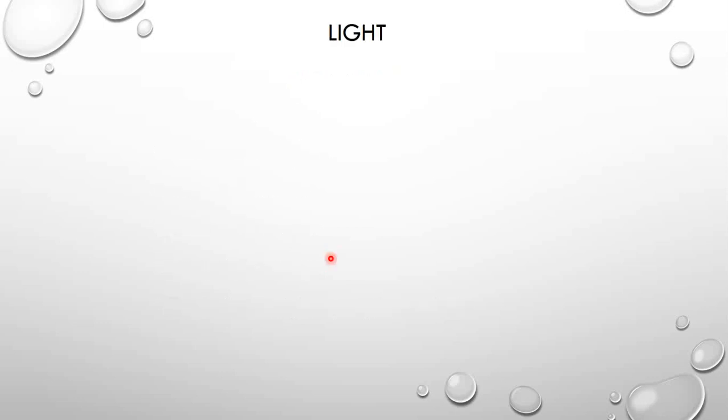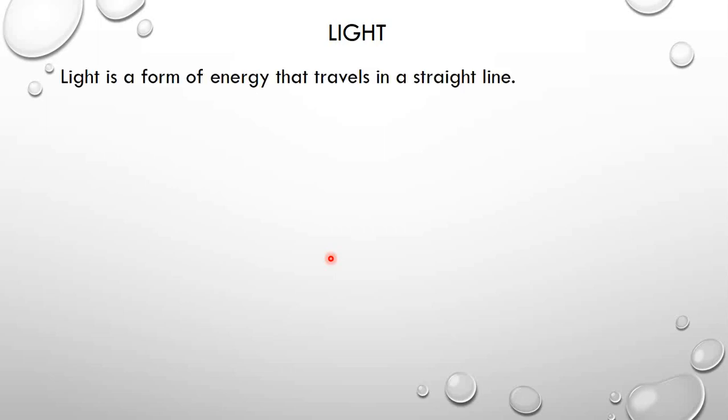Light is a form of energy that travels in a straight line. The direction of light can be represented using what we call a ray. So let us also look at the rays and the beams.